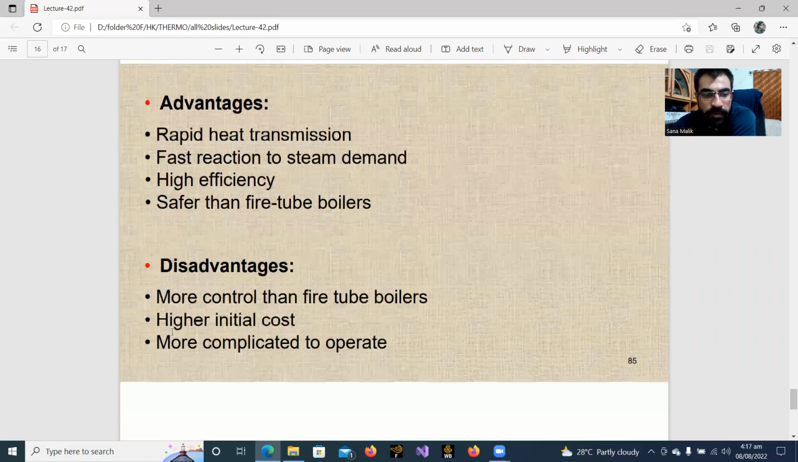A boiler operator is required. There is more control than in fire tube boilers, and it is quite safer, as there are more controls on it, making it a secure device. There are a lot of pressure gauges and computerized safety valve mechanisms. But it is expensive and complicated to operate.